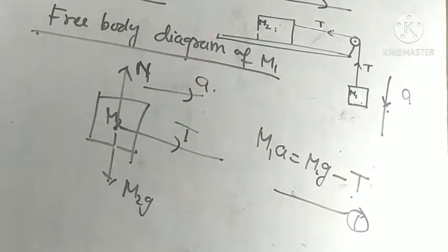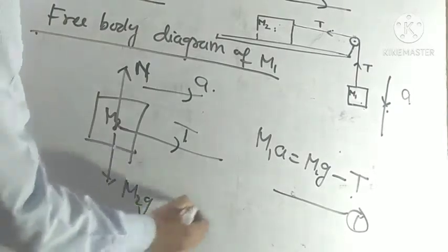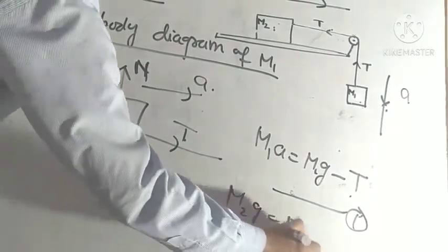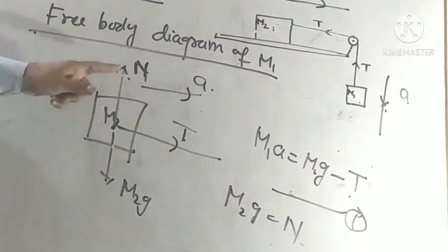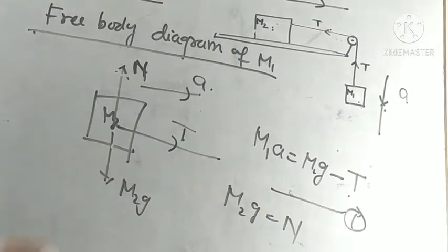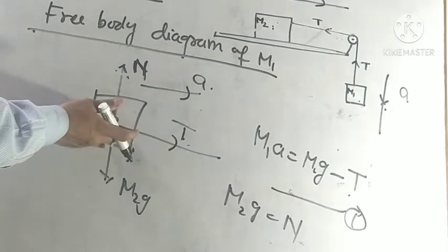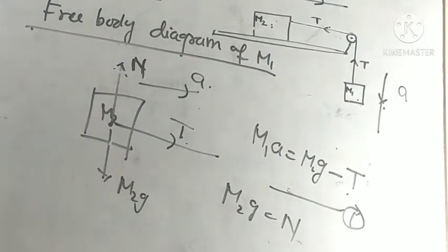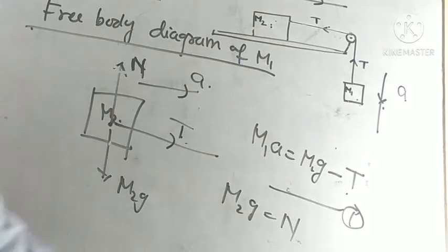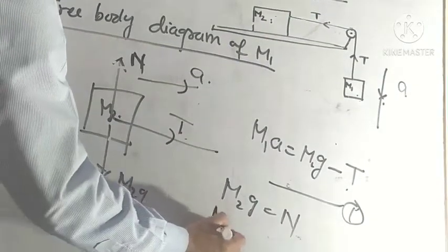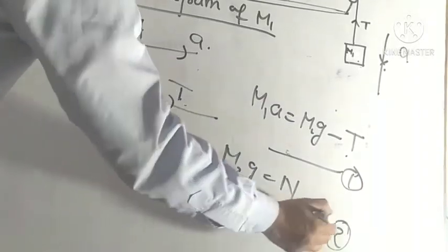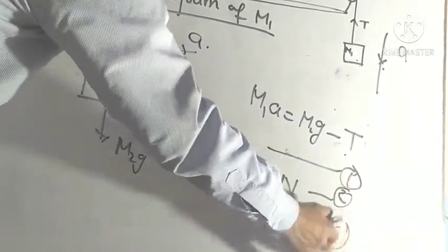Now the net force on this body: firstly we write M2G is equal to N. These two forces balance each other, having equal magnitudes, and this body will move to the right-hand side with acceleration A. So there will be a net force on this body, and that net force is M2A is equal to tension T. This is equation number 2 and this is equation number 3 here.